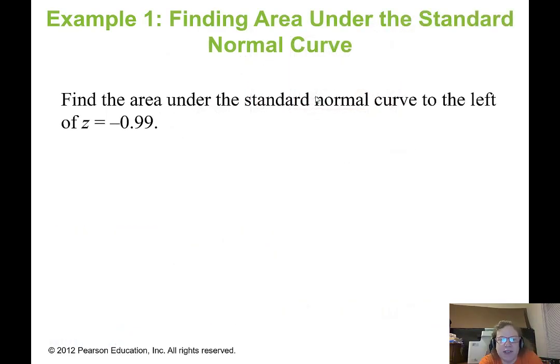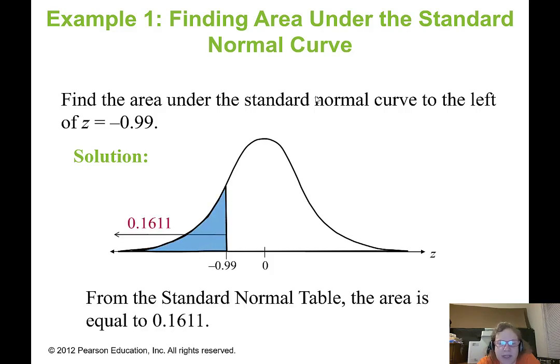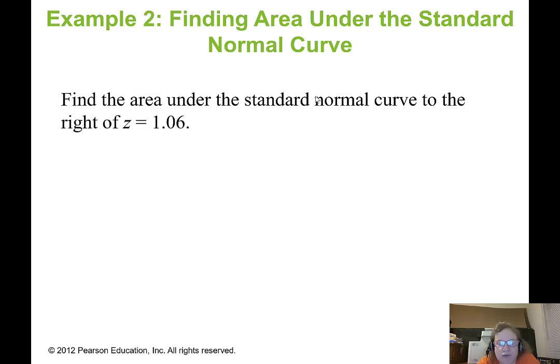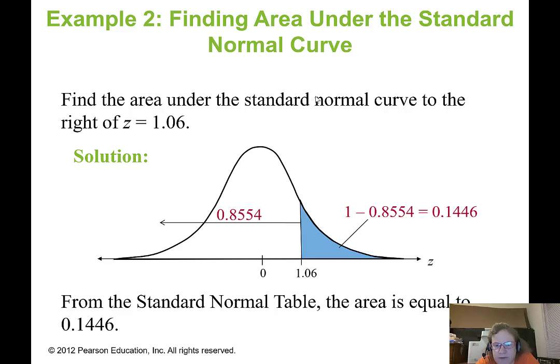Anyway, we are going to continue our work on the normal distribution, and just as a quick review, last time we looked at areas under the curve. For example, this problem: find the area under the standard normal curve to the left of z equals negative 0.99, and we were able to use our standard normal table and determine that that should be 0.1611. Our next problem was to look at the right of a z-score of 1.06, and we were able to use the complement rule and the standard normal table. First, we found the probability to the left of that number, and then we took 1 minus that probability to find the probability to the right of that number.